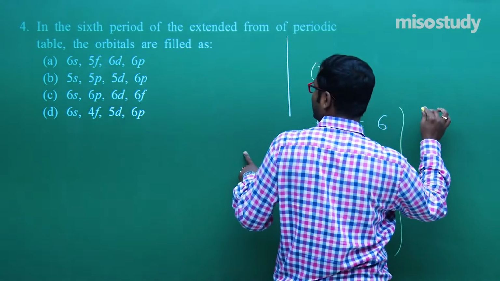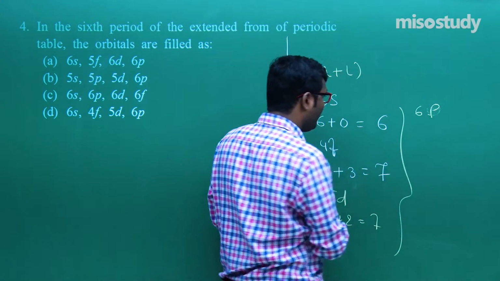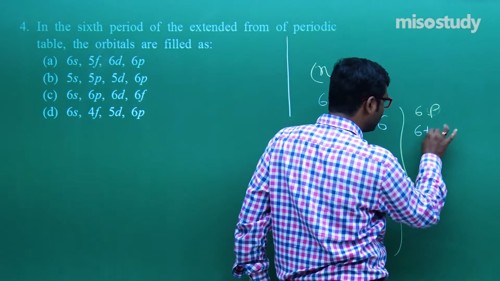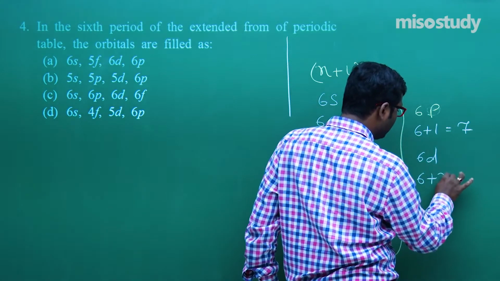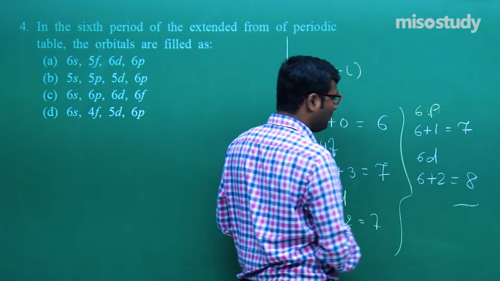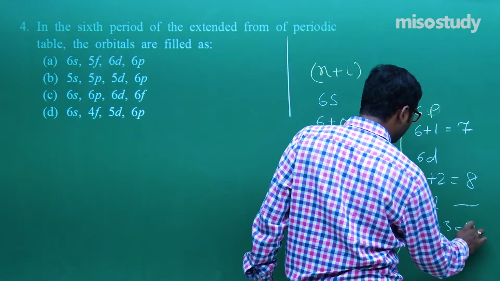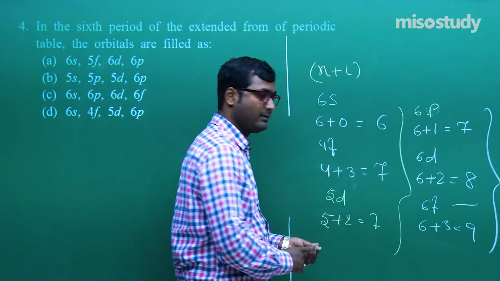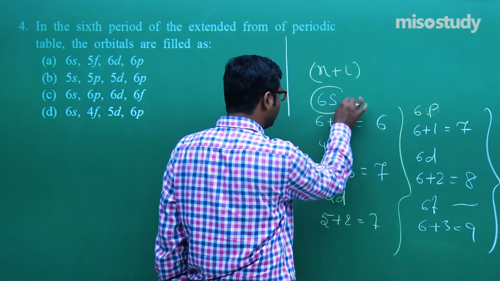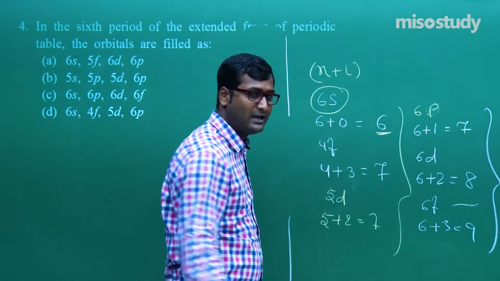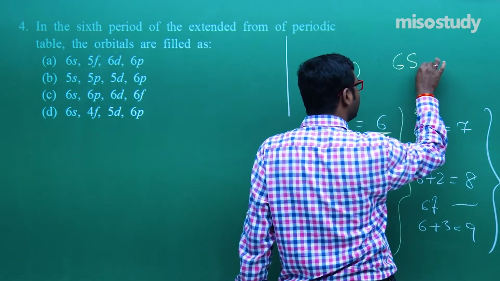Then there comes 6p. What is the value of n plus l? 6 plus 1, 7. What about 6d? That is 6 plus 2, equal to 8. What about 6f? That is 6 plus 3, equal to 9. So what is the sequence? Check out the n plus l value. If I talk about 6s, it has the least value of n plus l, so the electron will be filled first in 6s.